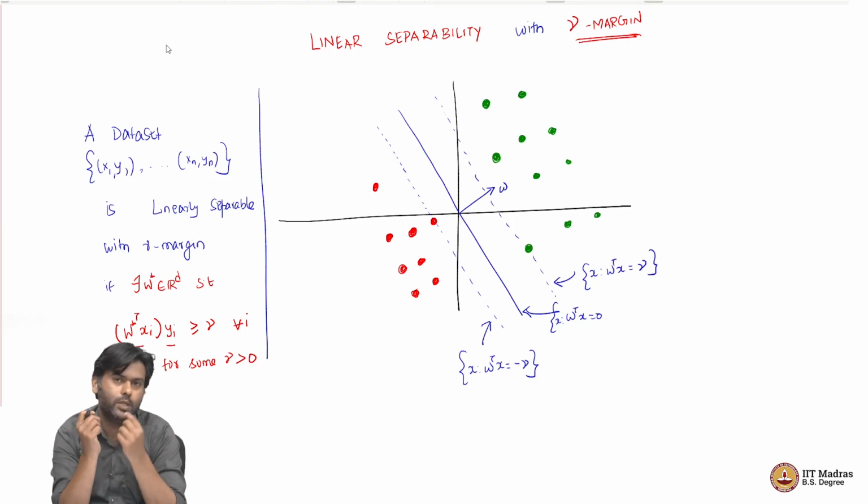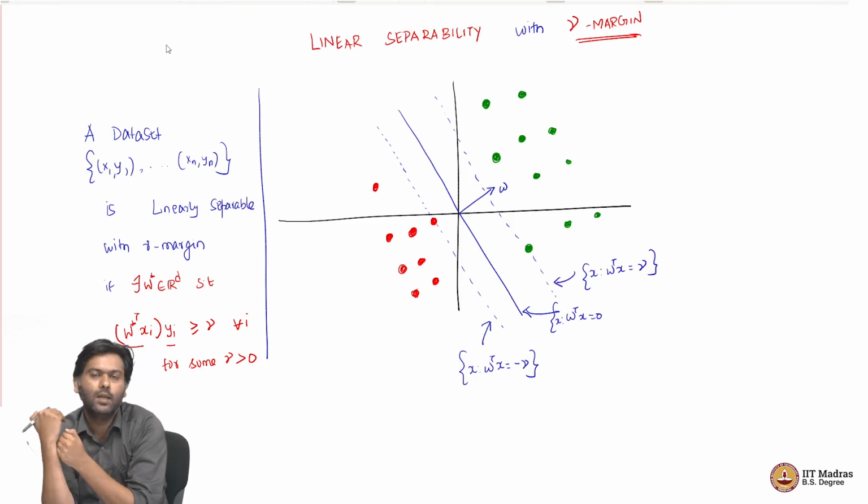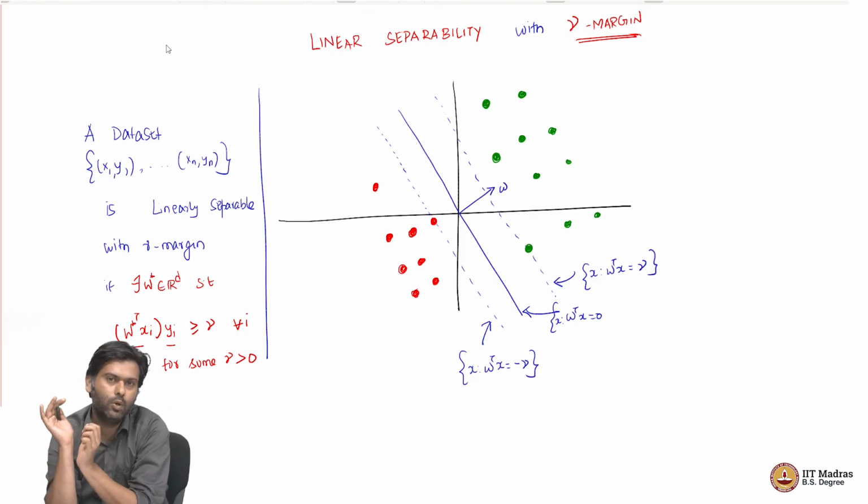The gamma cannot be 0. The gamma is a positive quantity. Think of this as 0.1 still okay, 5 is still okay, 100 is still okay. It cannot be 0, it has to be some positive quantity. So, what I am saying is that there is a W star such that W star transpose Xi into Yi is greater than or equal to some strictly positive quantity.